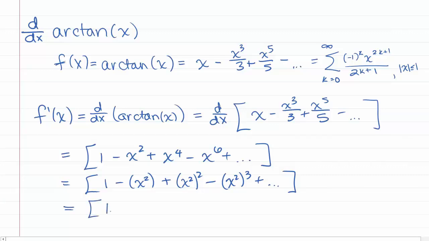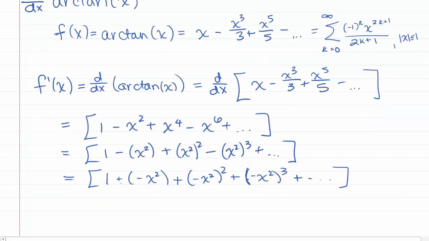Let's rewrite it one more time. 1 plus negative x squared plus negative x squared squared plus negative x squared cubed plus dot dot dot. Notice now that we get our alternating signs because that negative comes out whenever that's to an odd power. So now we can see our power series is just geometric. It's multiplying by negative x squared each time.